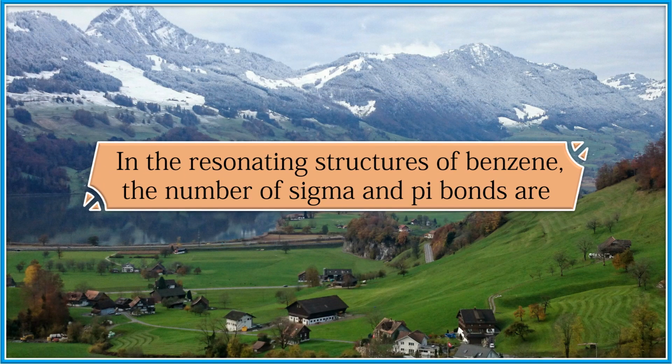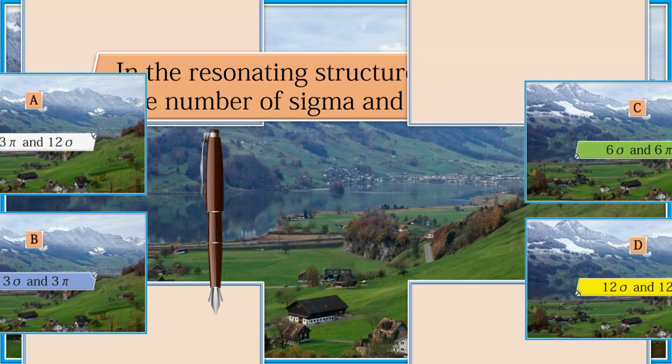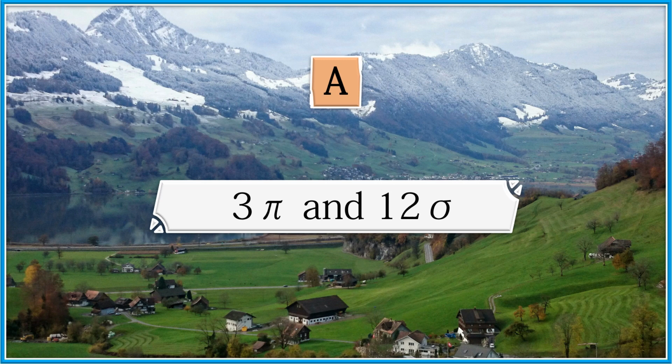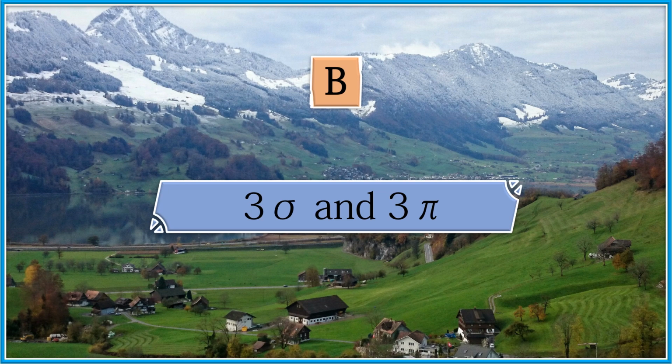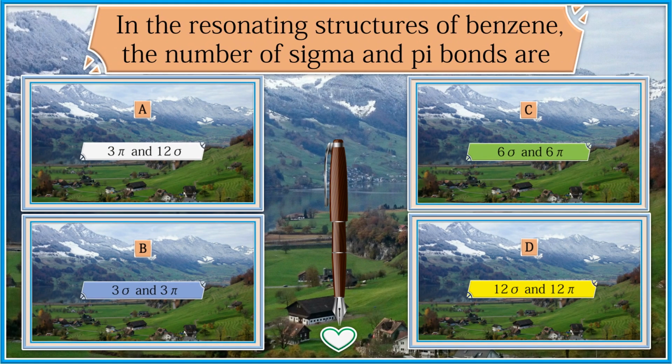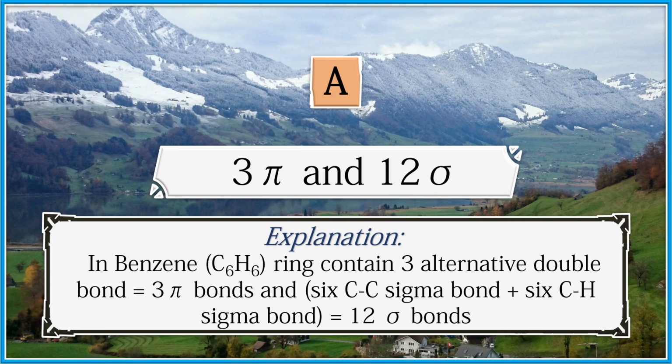In the resonating structure of benzene, the number of sigma and pi bonds are: 3 pi and 12 sigma, 3 sigma and 3 pi, 6 sigma and 6 pi, 12 sigma and 12 pi. The answer is 3 pi and 12 sigma.